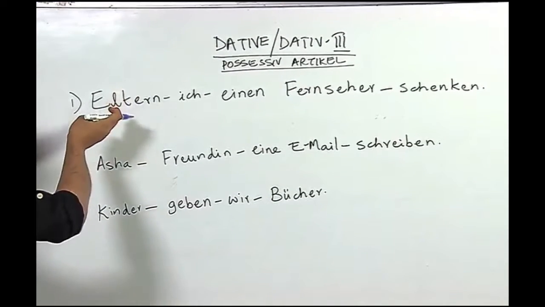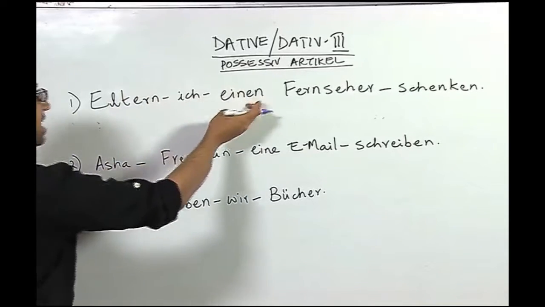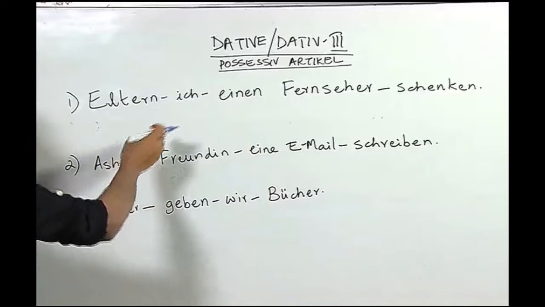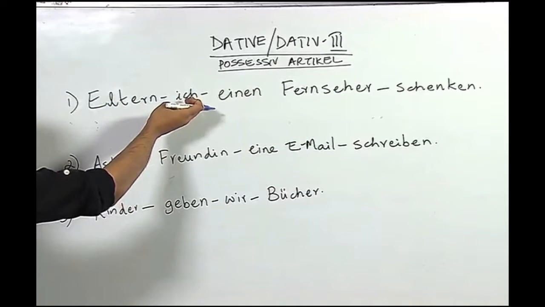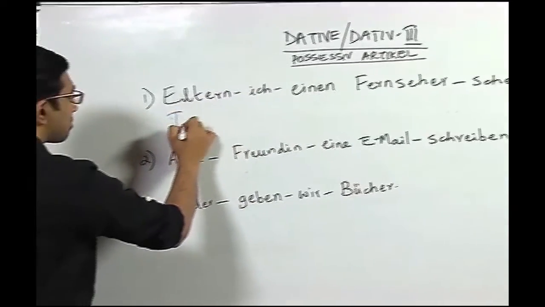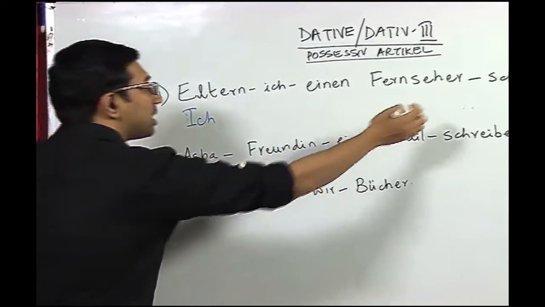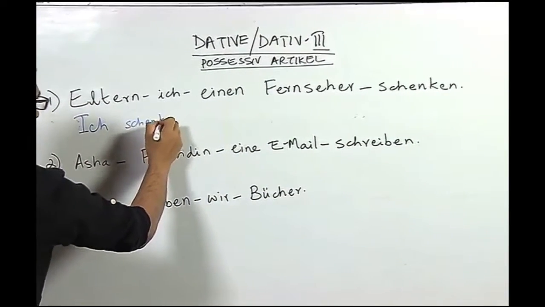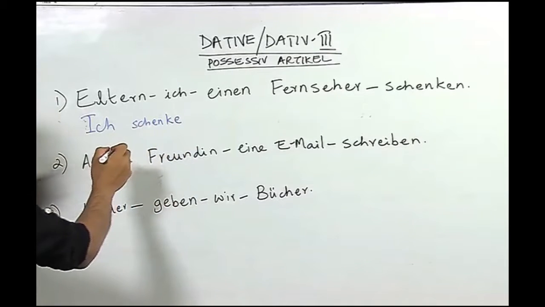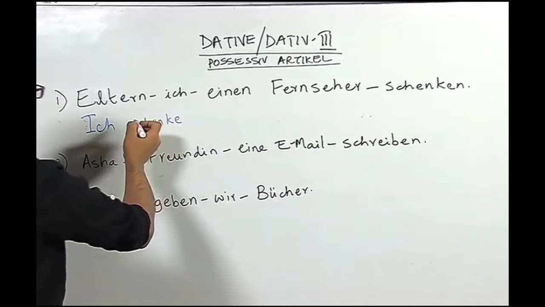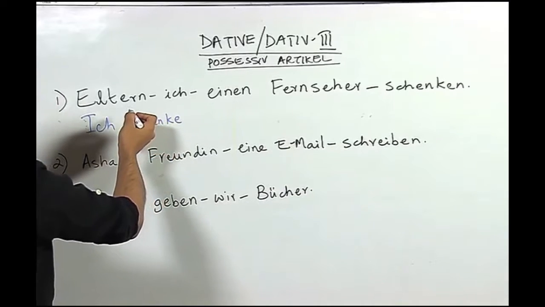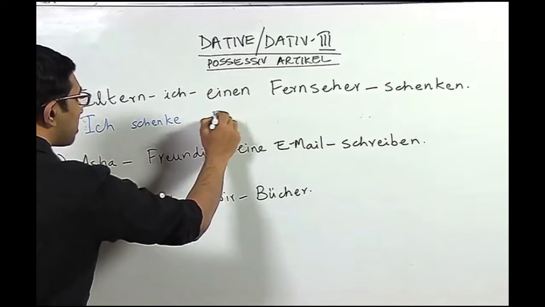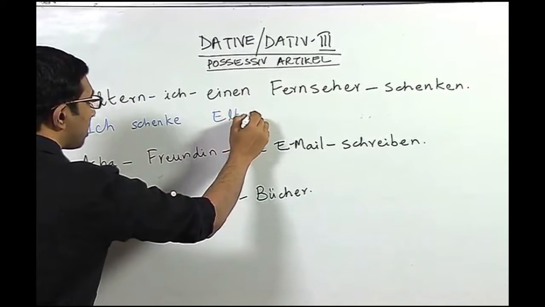Here we have 4 elements: Eltern, ich, ein and Fernseher, and the verb schenken. Now, you know we have the nominative here in the form ich. So, we start the sentence with ich. Then we need the verb, which we conjugate according to the pronoun, which is the form ich schenke. Now, we need the dative element here, which is Eltern, and we need the possessive article for that.